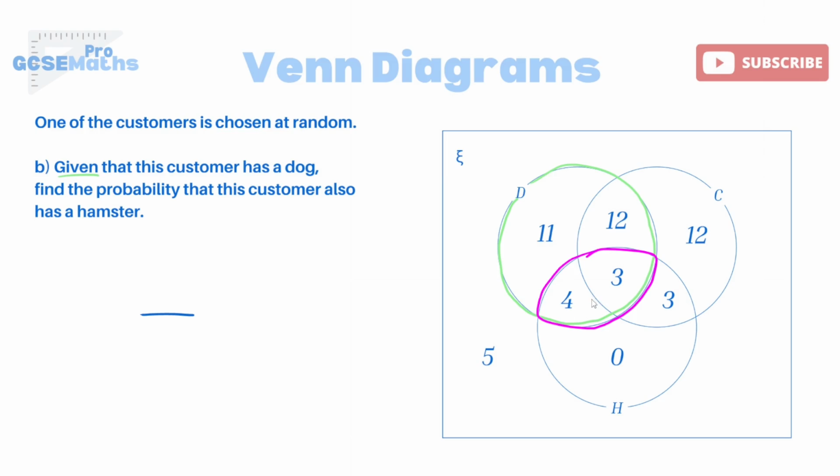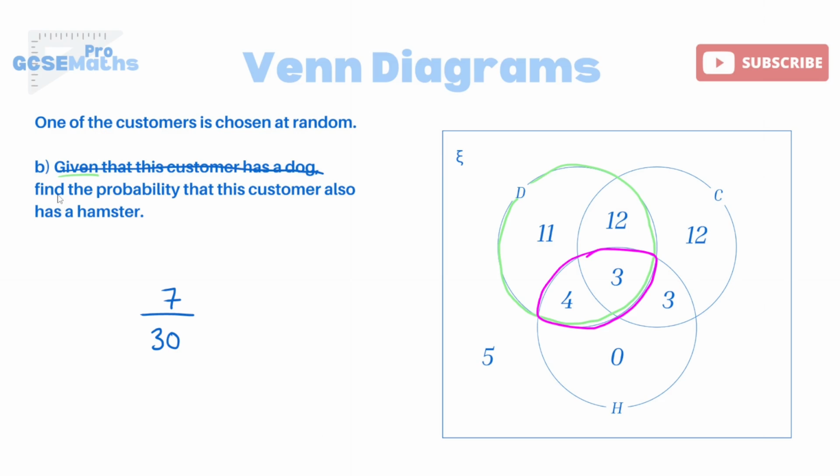As I said, it doesn't really matter if they have a cat or not. They haven't said anything as to whether it has to have a cat or not have a cat. So I'm going to include both. So that's 7 people, isn't it? 7 customers. But because they've said the fact that it's given, it's already happened that the person has a dog, I'm only counting out of the whole dog bubble, which we know is 30, or if you add it up, it should give you 30. So it's not out of the 50, it's out of the 30, because of the fact it says given.